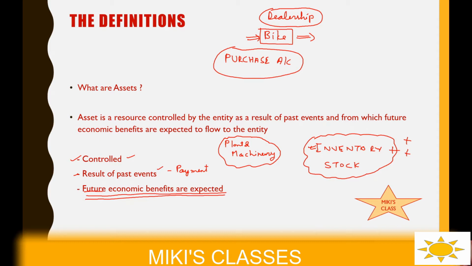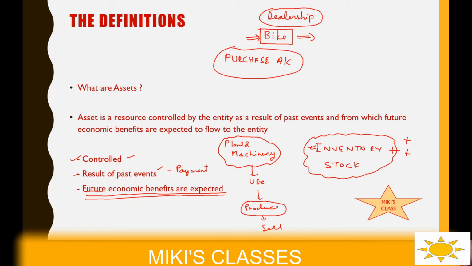Then you are expecting future economic benefits by doing what? You'll have to use the plant and machinery, right? To produce, to manufacture bikes, so that then you can sell. Correct? So in this case, future economic benefits are expected because once you use it, then you have bikes, then you will sell them.